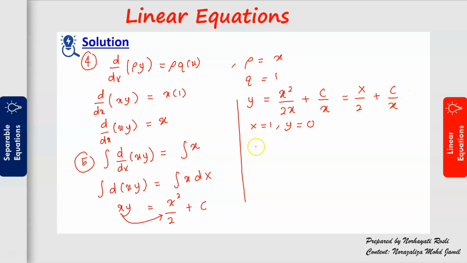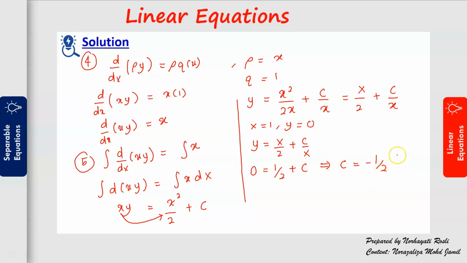So based on this, we have y equals x over 2 plus c over x. When x equals 1 and y equals 0, when we substitute in this equation, we will have 0 equals 1/2 plus c. And then solving this one, we get c equals negative 1/2.